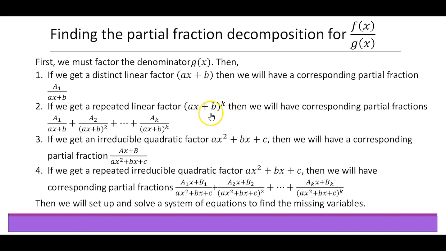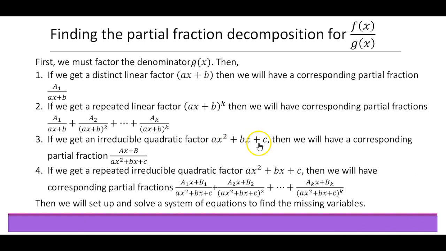So we'll see examples of this because it looks a little more intimidating than it really is. And the other possibility is we don't always get linear factors. We can get irreducible quadratic factors, so quadratics that we can't factor, ax squared plus bx plus c.